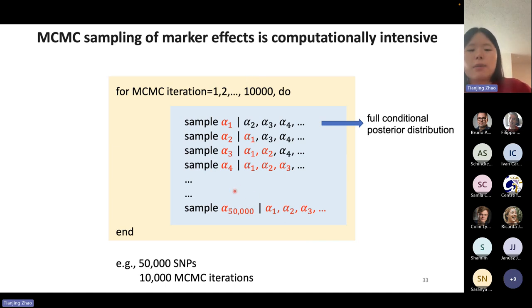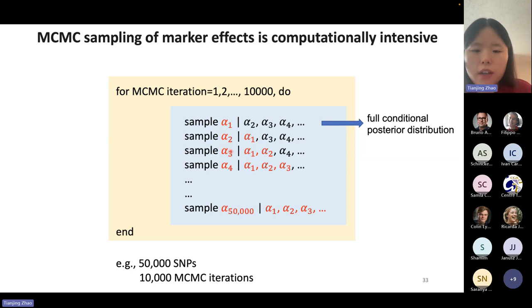That's actually how we estimate the unknowns, the marker effects in Bayesian linear mixed model. We use something called Gibbs sampling, and at each MCMC iteration, first we sample alpha 1, which is the marker effect of the first marker, given the latest values of all the other marker effects. This is called the full conditional posterior distribution of alpha 1. Then we sample alpha 2, given the latest values of all the other markers. So here, this alpha 1 should be used here.